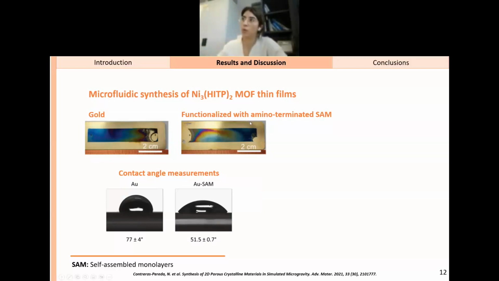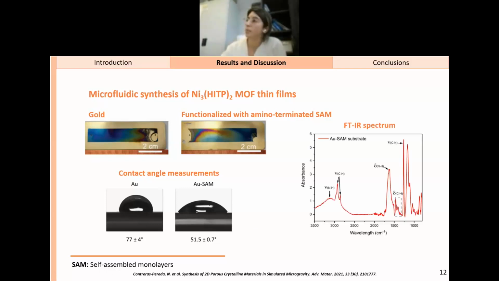To really control the functionalization of these self-assembled monolayers on gold, they performed contact angle measurements that show the different behavior on bare gold and on gold with these functionalized SAMs. They also performed IR spectra that clearly show the absence of the S-H bond vibrations, which indicates that the thiol group is linked to the substrate.